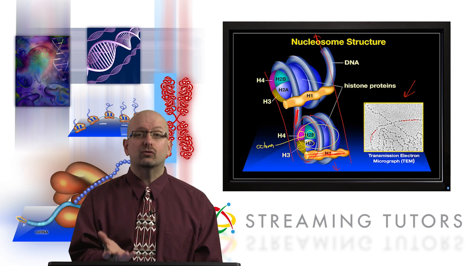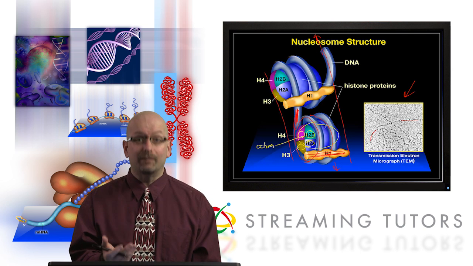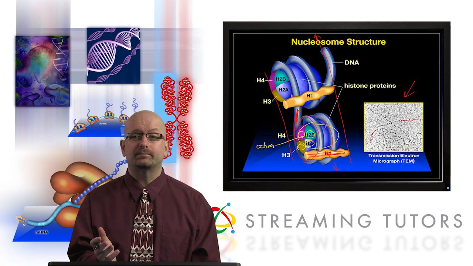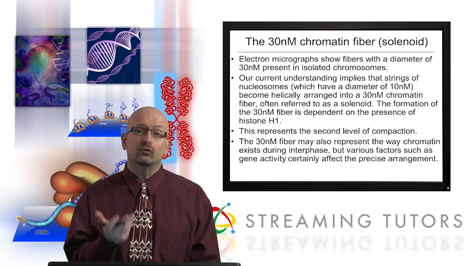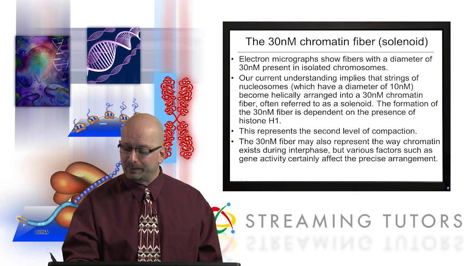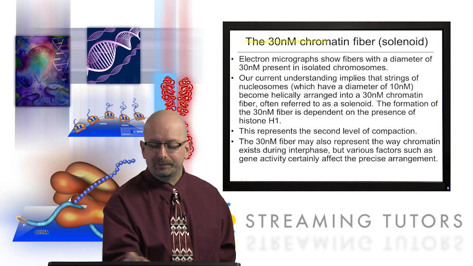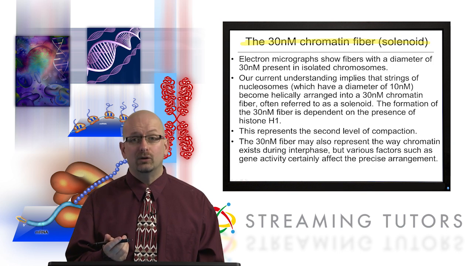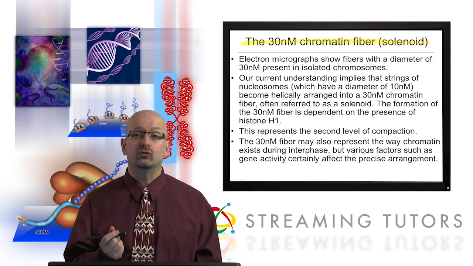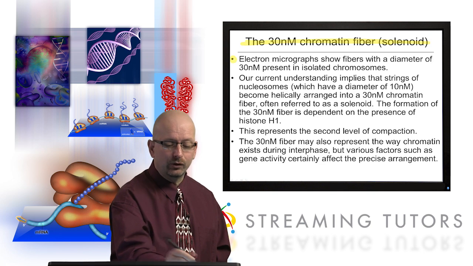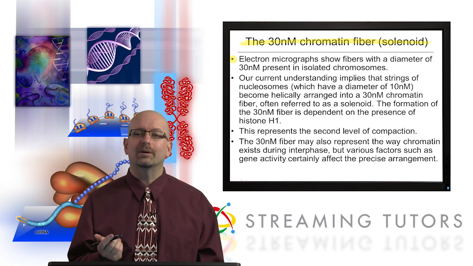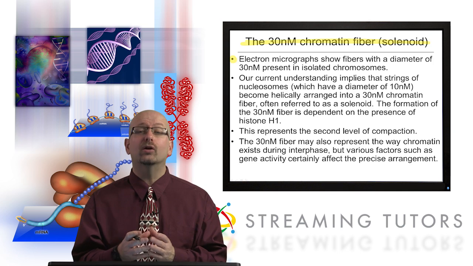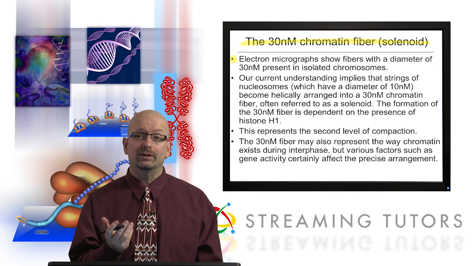So this is the fundamental structure of a nucleosome, and we think the fundamental way that DNA is compacted almost all the time, perhaps. Now, structures have also been observed under the electron microscope, and they're a little bit wider, and the next level of compaction is referred to as the 30 nanometer chromatin fiber. Some people call this the solenoid. So we can see, and I'll show you a picture again in a minute, under the electron microscope, these strings, if you will, with a 30 nanometer diameter present in isolated chromosomes.